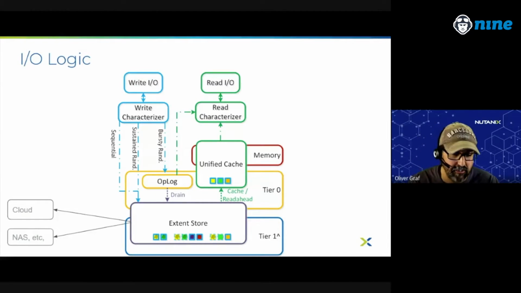The I/O logic. Within the CVM, the Stargate process is actually responsible for handling all I/O coming from user VMs and persistence. So when a write request comes to Stargate, there is a write characterizer which will actually determine if the write gets persisted to the oplog, extent store, or autonomous extent store. Similarly, for reads, the read characterizer is responsible for handling the reads and managing cache and read aheads.